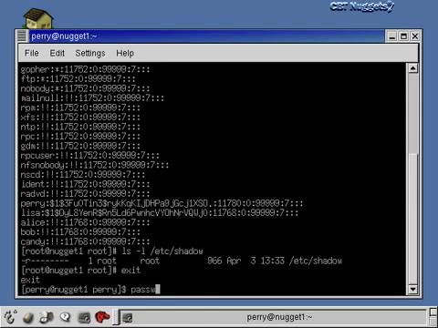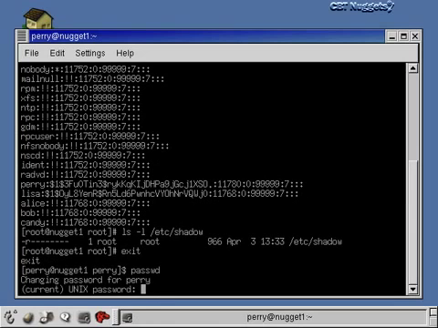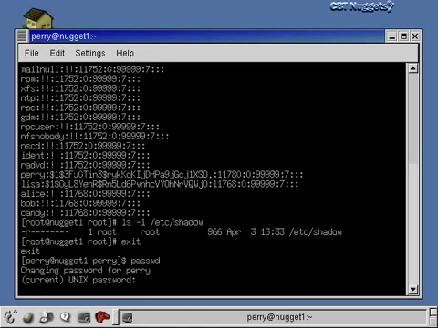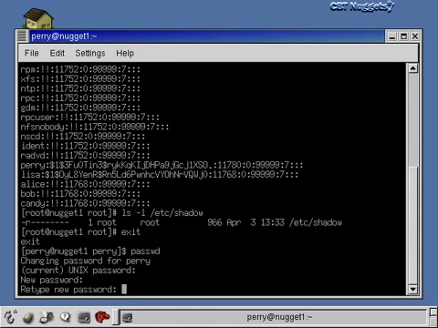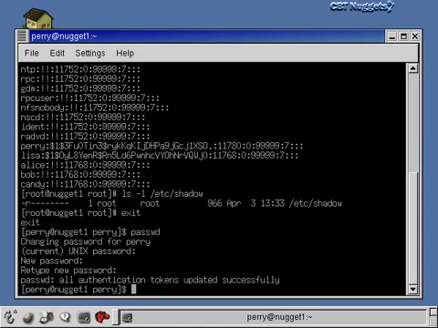Now what I want to do is change my password as the Perry user with the password command. So it says, what's your current Unix password? So I type that in, and now it says, what's your new password? Okay, so I'll type my new password in, and I'll retype my new password. And now it says, okay, everything's been updated successfully.